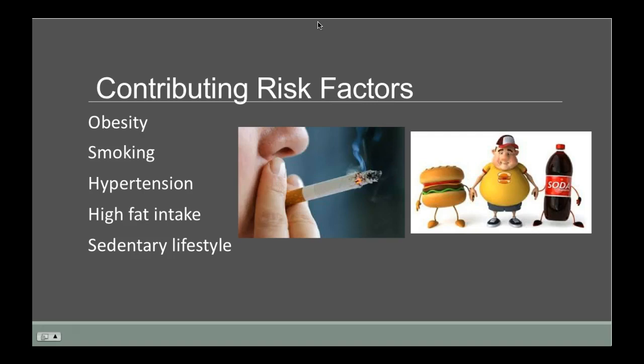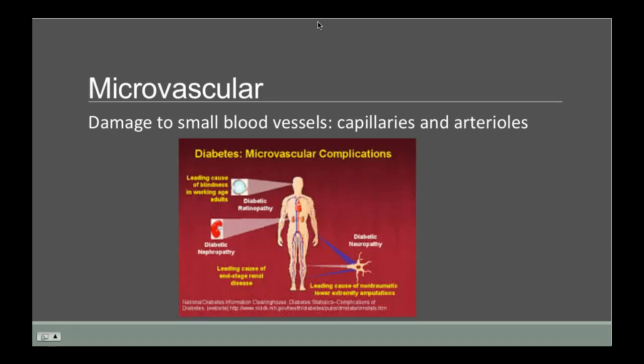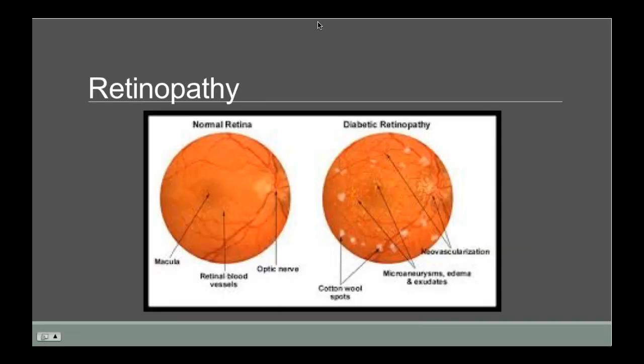And there's also important contributing risk factors that make it much worse. Obesity, smoking, hypertension, high fat intake, and sedentary lifestyle all contribute to the damage. On the microvascular side, the damage is done to small blood vessels, the capillaries and the arterioles. So the first one that we'll talk about is the retinopathy that occurs with diabetes. And this occurs to the capillaries in the eye.